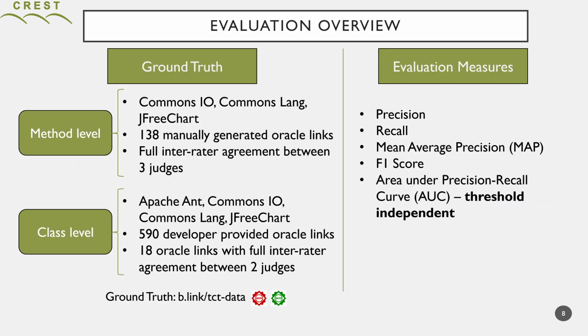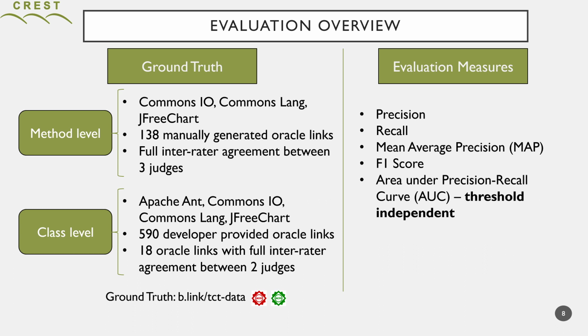And we do that in our evaluation, which includes 3 projects at the method level and 4 projects at the class level. For the method level, we use a manually generated set of Oracle links. And for the class level, we use predominantly developer-provided links that were in the code. And if anybody would like to use this ground truth in their work, it's available at that link there. And we have the artifact available in reusable evaluation badges.